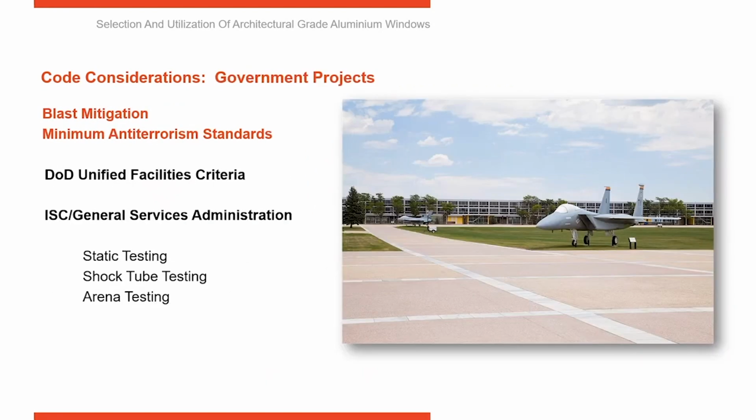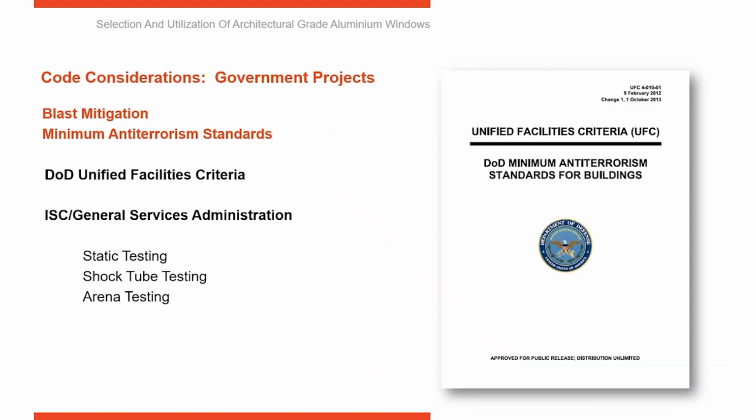You're working with a government project, working on a military facility, a courthouse, an embassy. Do be aware that in many cases, you're going to be required to meet minimum anti-terrorist standards or blast mitigation standards. So if you're working on a government project, you might have to provide systems that have been tested in accordance with Department of Defense's Unified Facilities Criteria or General Services Administration standards. And this is requiring systems that have been tested for blast mitigation in a static testing, a shock tube, or arena test. So be aware of that. Certain government projects require blast mitigation, so you're going to be looking for projects that comply with that.